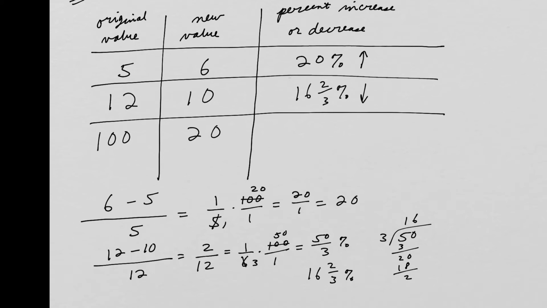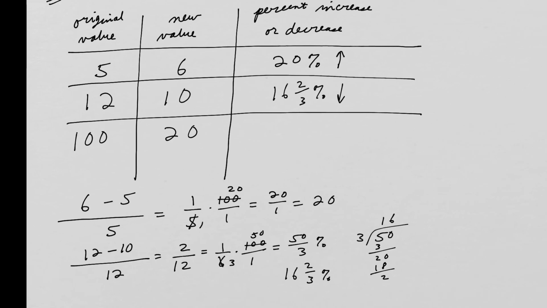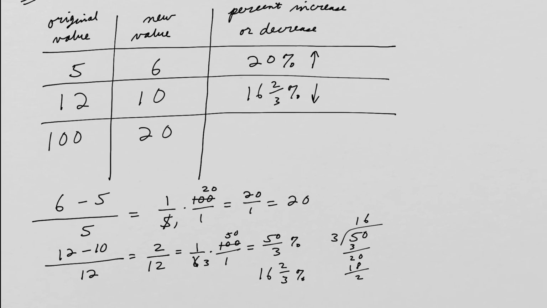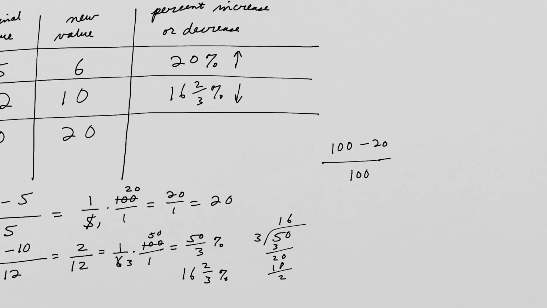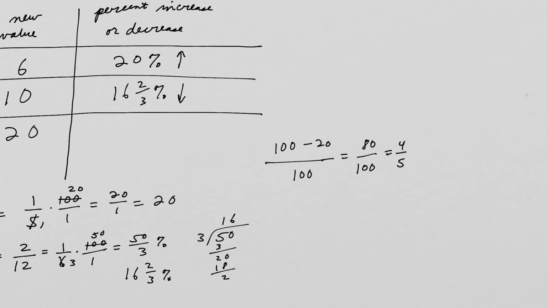Okay, and then the last one, let me see if I can squeeze it in over here. We start at 100, we go down to 20, so the difference is 100 minus 20 over the original value, which is 100. So this is going to be 80 over 100, which you could write as 4 over 5 if I simplify it. But then I have to rewrite that as a percent, so I need to multiply by 100 over 1.